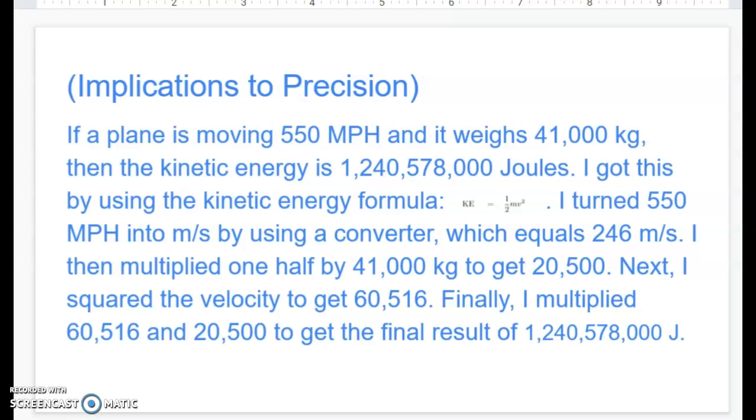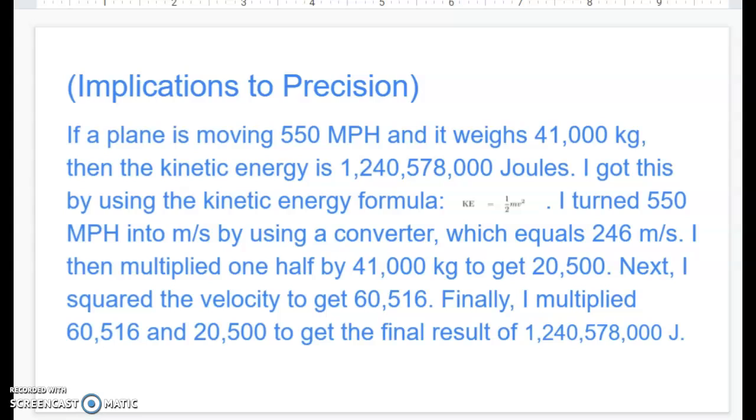But before I even start with the math and putting all the numbers into the formula, I decided to turn 550 miles per hour into meters per second because I have to plug in the velocity, and the units for velocity is meters per second, not miles per hour. So I just used a converter on Google, and I got 246 meters per second.